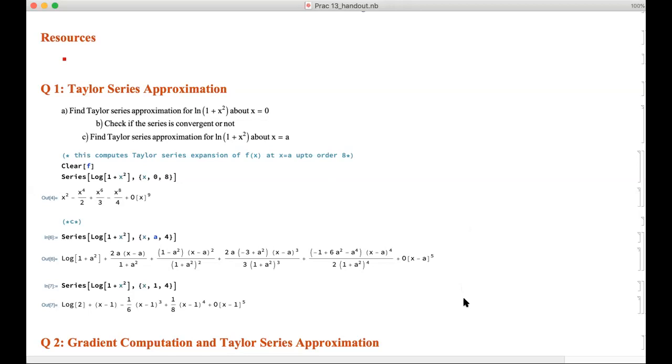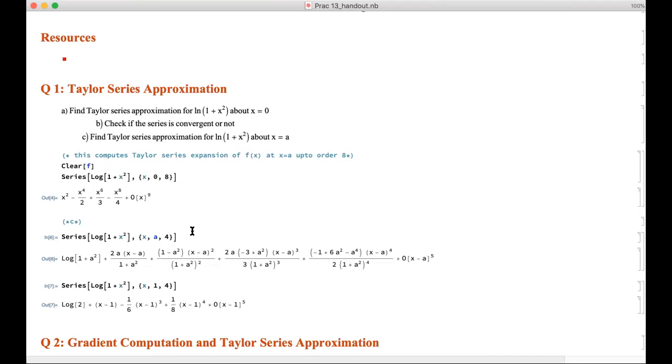The first question is about Taylor series approximation. Find Taylor series approximation for ln(1 + x squared) about x equals 0. Check if the series is convergent or not. And then you can give a general formula for Taylor series approximations. In exam, you don't need Mathematica, but here I have used Mathematica just to check my work.